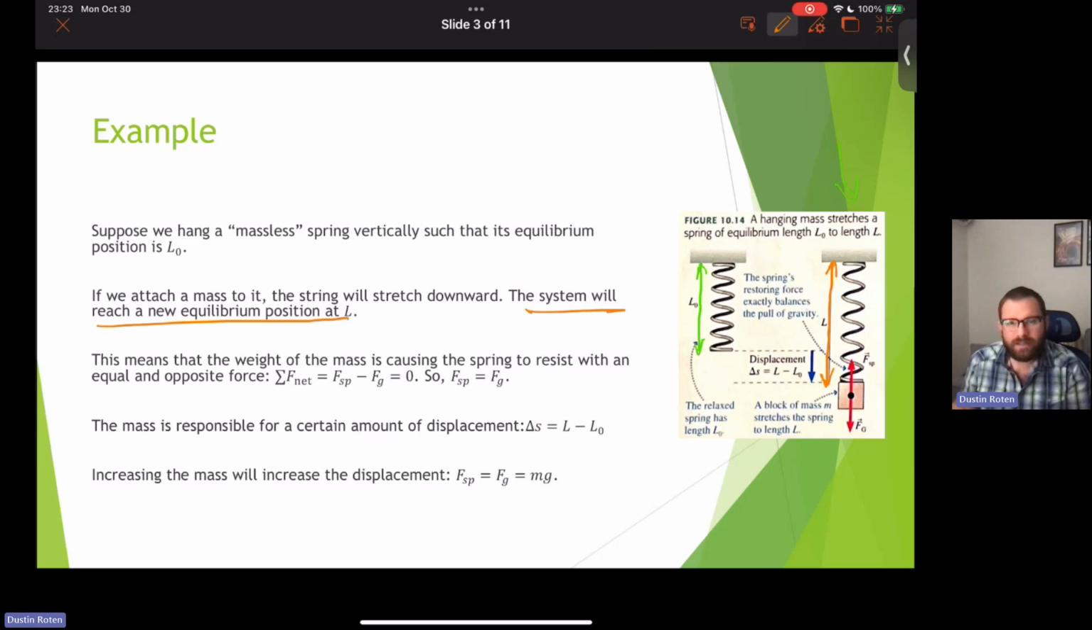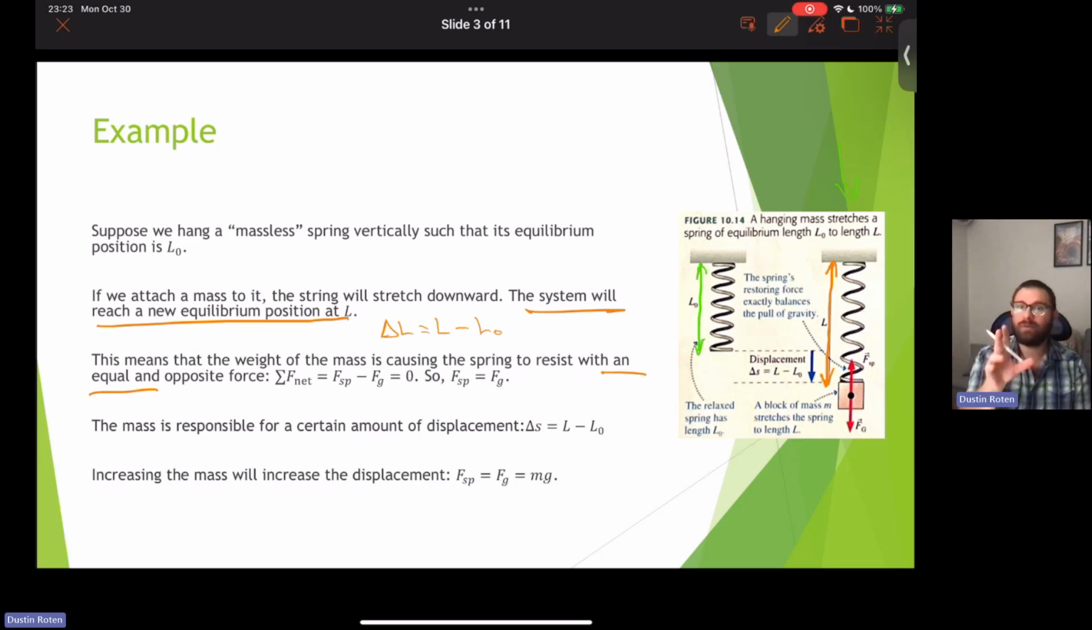Okay, well that means a displacement has happened, right? So our final minus initial, there's definitely a change in L. Our final is length L minus our initial length, which was its equilibrium length, L naught. Well, this means that the weight of the mass is causing the spring to resist with an equal and opposite force, right? The spring's not bouncing up and down anymore. We waited for it to come to rest.